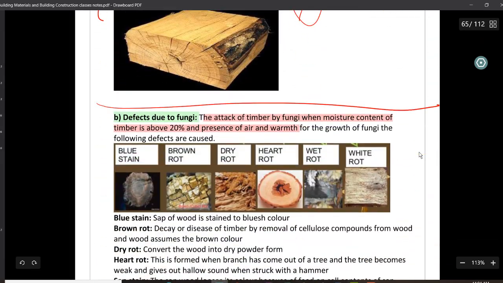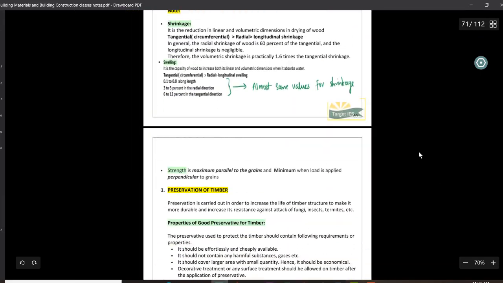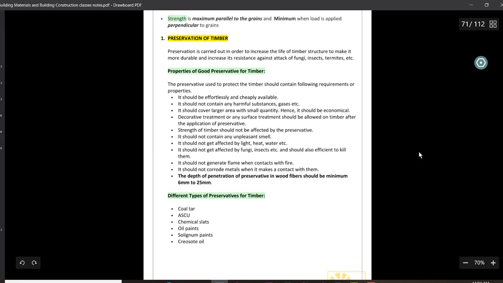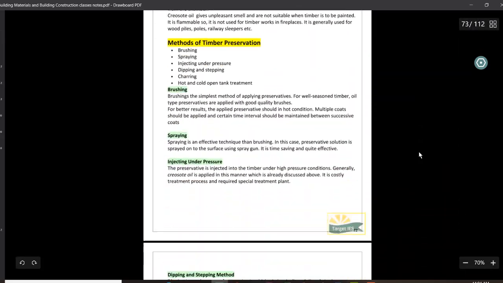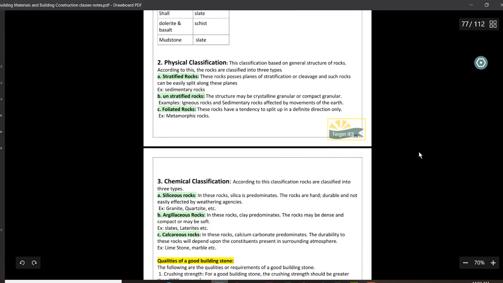In the next module I will continue with defects due to fungi. Only a little of the topic is left. After defects I will teach you some more things like preservation of timber, and this chapter will be done. And we will also see some stones and bricks if possible in the next module and conclude. And today only, the SOM module will also be uploaded to YouTube by evening. One module of SOM will be uploaded today, and the next module of building materials will be uploaded tomorrow, and the second module of SOM will also be uploaded tomorrow. As we are running short of time, I will make 2 modules every day.